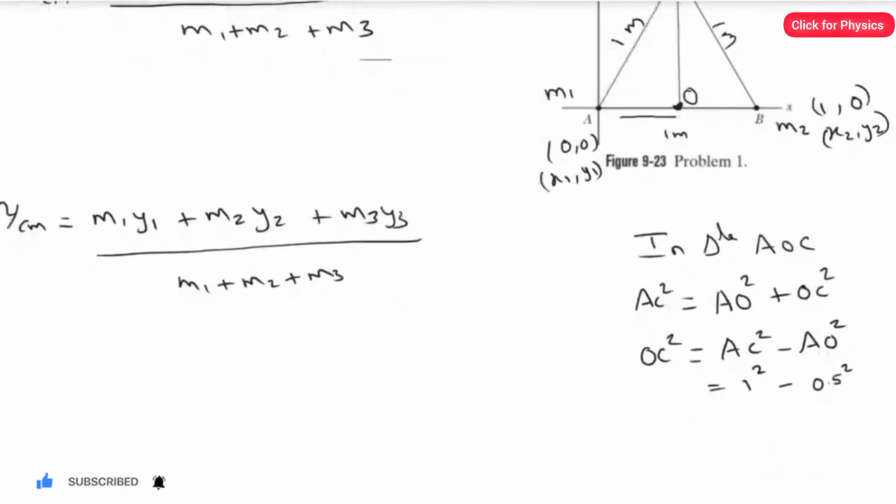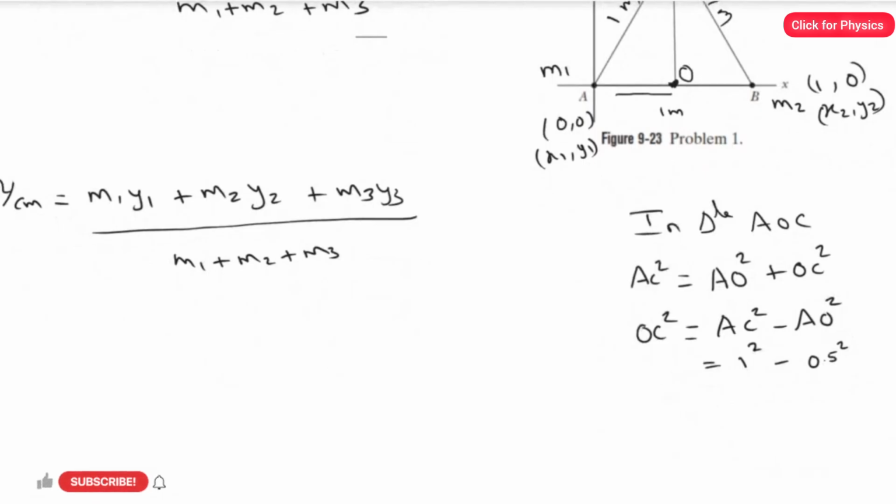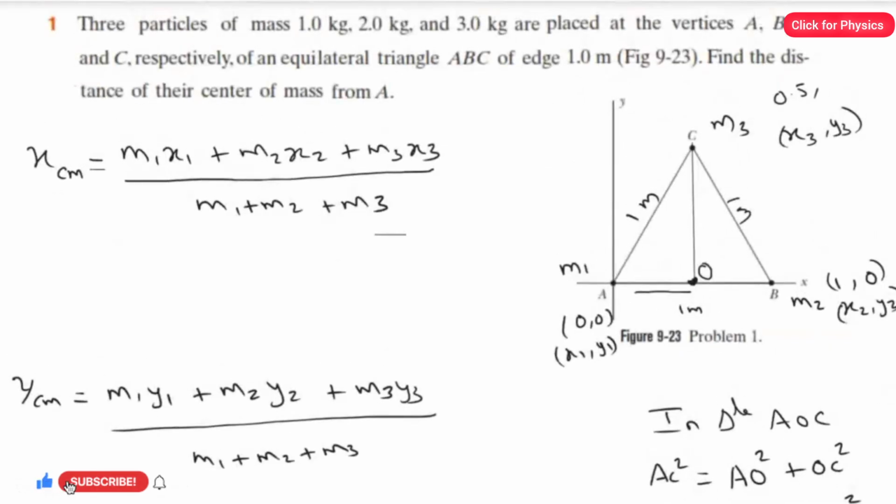Now we have to find the answer. 1 square minus 0.5 square, we got the value of 0.75. Therefore, OC square is equal to 0.75. Therefore, the OC value is equal to the square root of the answer. So we got the answer as 0.87. So the value of OC is 0.87, and this is nothing but the value of y3.